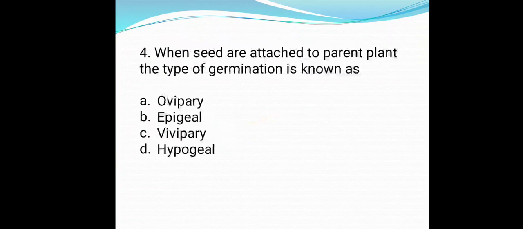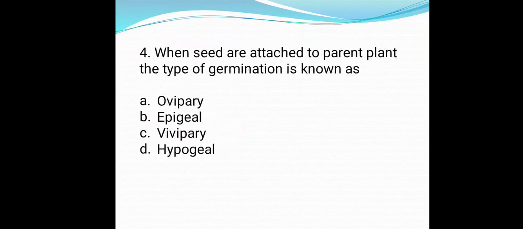When seeds are attached to the parent plant, the type of germination is known as. This type of germination is said to be vivipary, that is option C. In plants, vivipary occurs when the seeds or the embryos begin to develop before they detach from the parent. That condition is called vivipary.